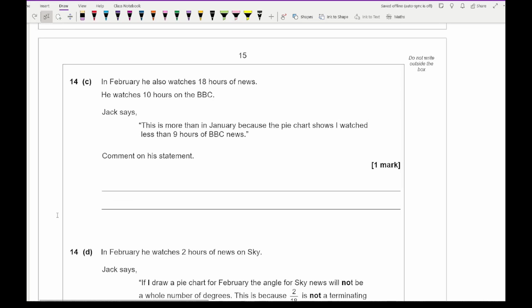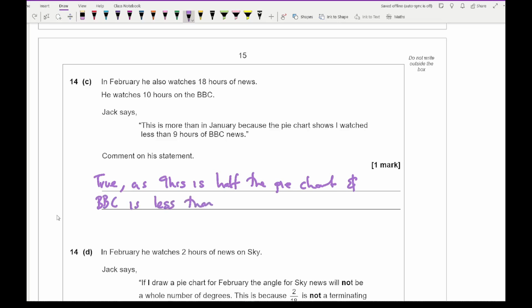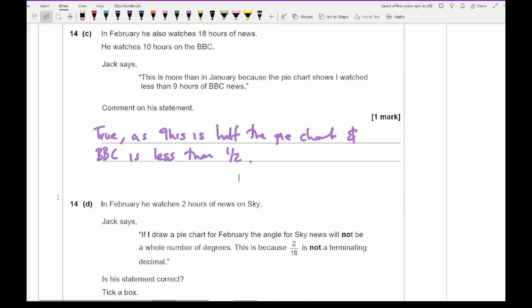Moving on to question 14c, it says in February he also watches 18 hours of news. He watches 10 hours on BBC. Jack says that there is more than in January because the pie chart shows I watched less than 9 hours of BBC News. Comment on his statement. Now for this, it is a true statement, as 9 hours is half the pie chart, and the BBC is less than half. So something along those lines will be fine for the mark.